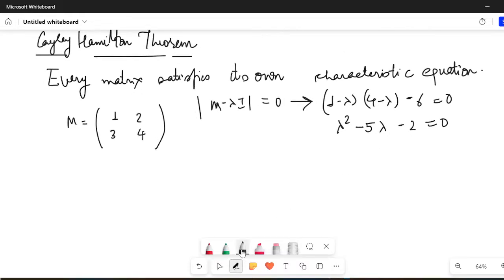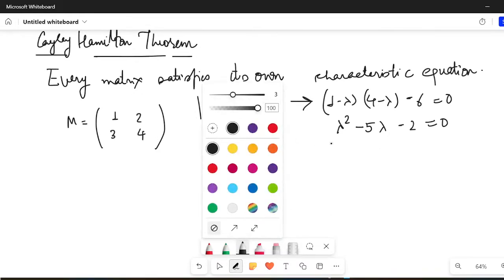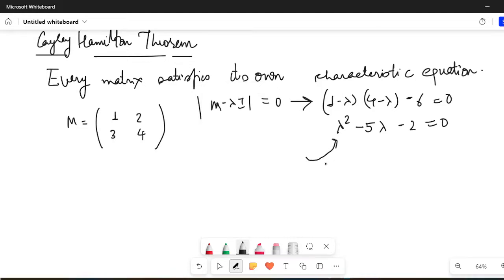What does the Cayley-Hamilton theorem say? The Cayley-Hamilton theorem says that if I replace λ with my A, then this equation would be satisfied. It is easy to verify for this matrix. Let us see, A² − 5A − 2. Let us verify our Cayley-Hamilton theorem for this. What would be A²?